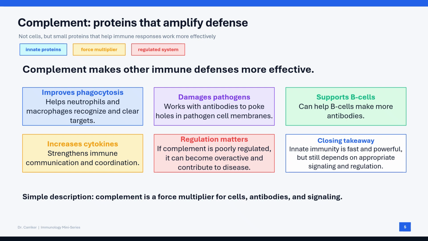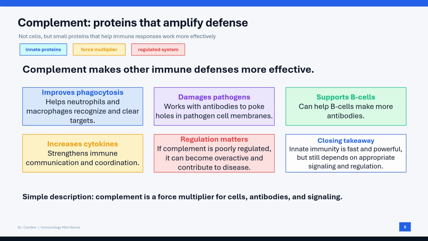And then complement is another important part of innate immunity. But unlike neutrophils and macrophages, complement is not a cell population, it's a group of proteins. The job of complement is to make the immune response more effective. They can improve phagocytosis, work alongside antibodies, increase cytokine production, and help create the membrane attacks that help prevent damaged pathogens from surviving.